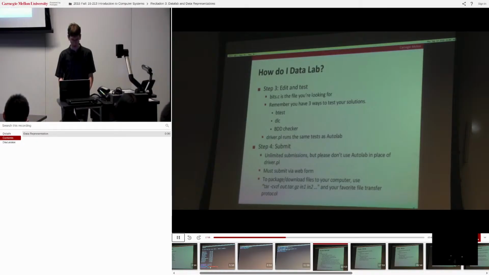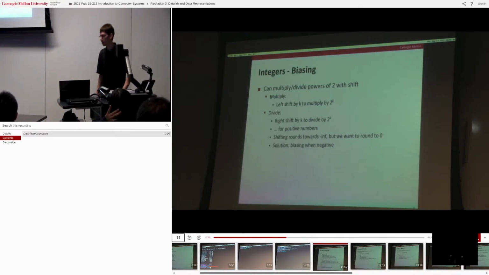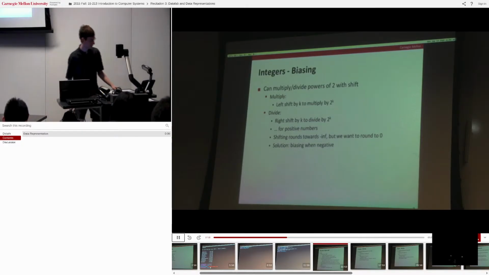OK, so now we're going to do a little bit of a review from class. So you've been talking about data representation. And 2 of the things you've talked about are integers and floating points, right? We've talked about how we represent integers and floating points on modern computers. So integers are simpler than floating points. We have signed and unsigned integers.